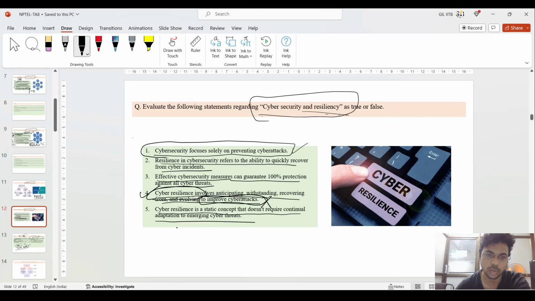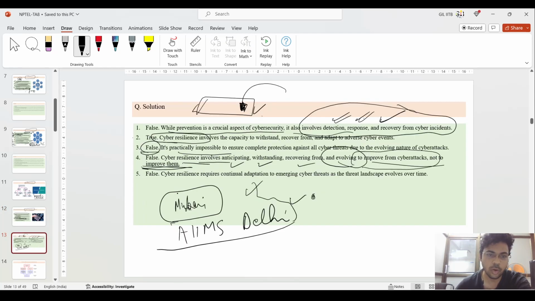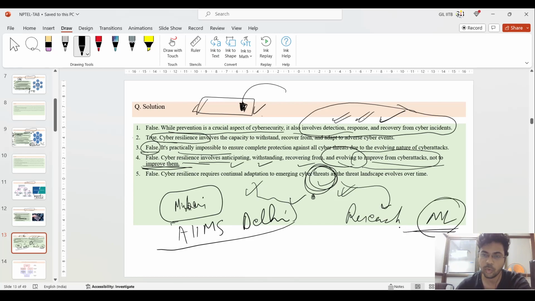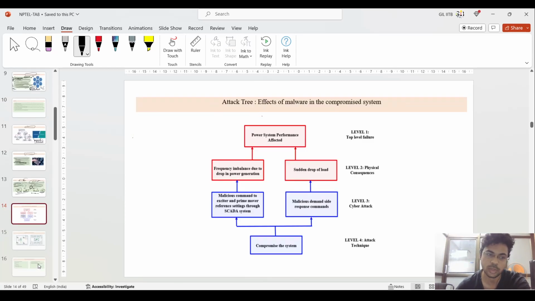Coming to the last part, that cyber resilience is a static concept that doesn't provide any continual adaptation to emerging cyber threats. That is false. It should adapt to continuously occurring cyber threats, which are very complicated for your system to learn from. So one of the research areas is where they are using ML concepts to make the system more robust. If it connects the dots between the cyber system and the cyber threats, then it can make the system robust.